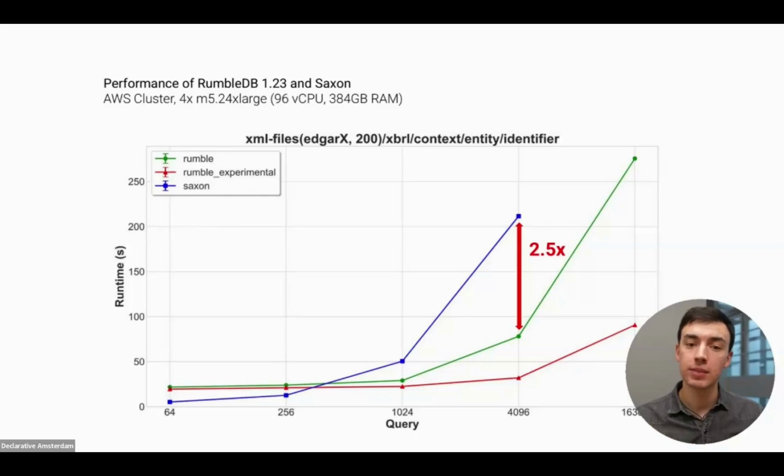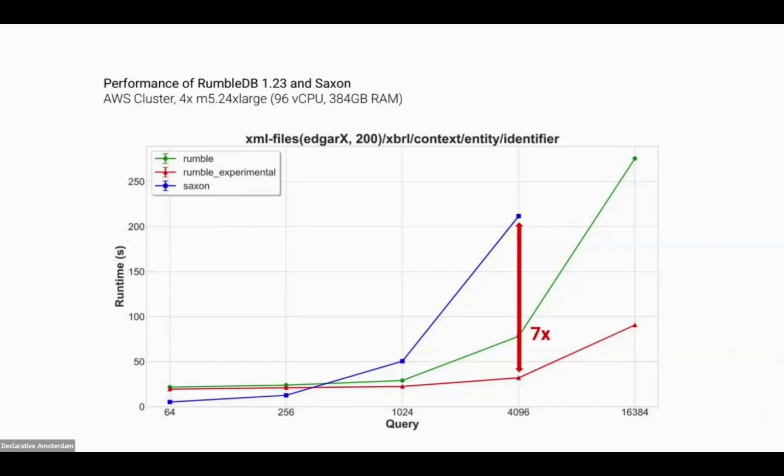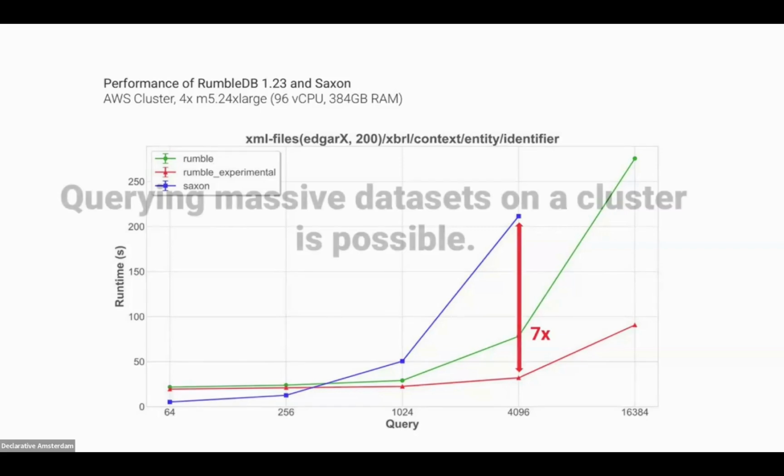Here, RumbleDB achieves a 2.5x speedup compared to Saxon. Furthermore, if we enable the experimental optimizations discussed before, we achieve a stunning 7x speedup. And with larger and larger data sets, we imagine the runtime difference to grow even more drastically.